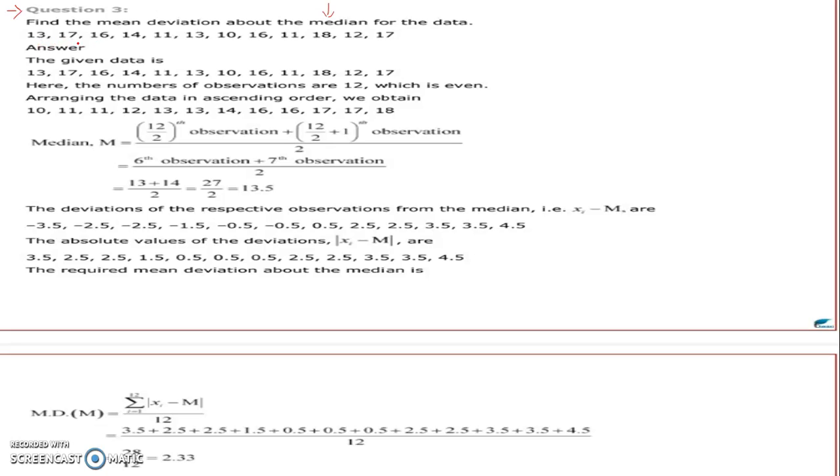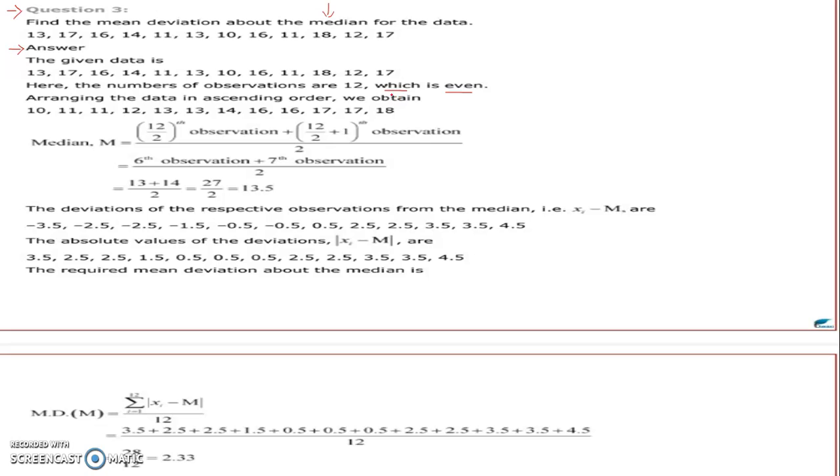So what is the data? These are the numbers given to us. So solution or answer. The given data is this. Here the number of observations is 12. You can count: 1, 2, 3, 4, 5, 6, 7, 8, 9, 10, 11, 12, which is even. I have written also that it is even.